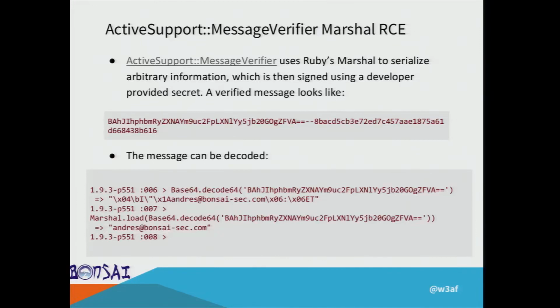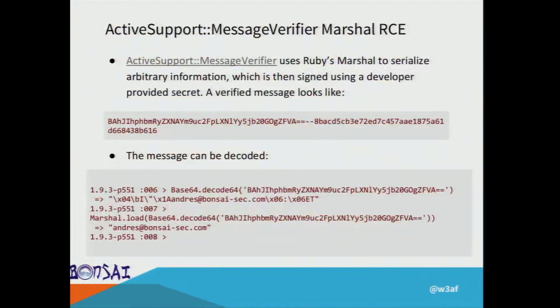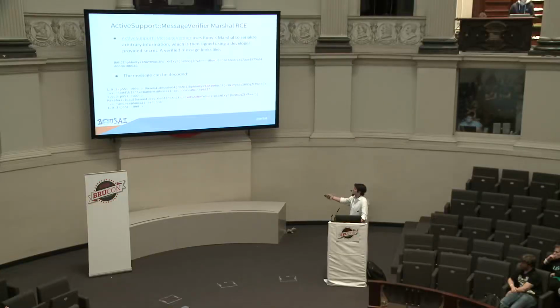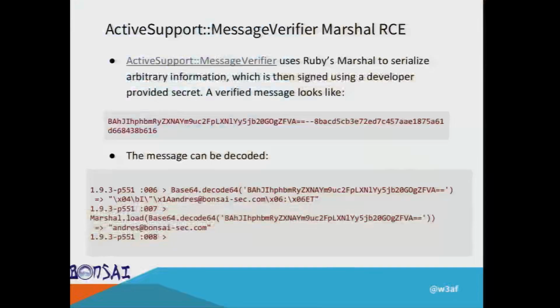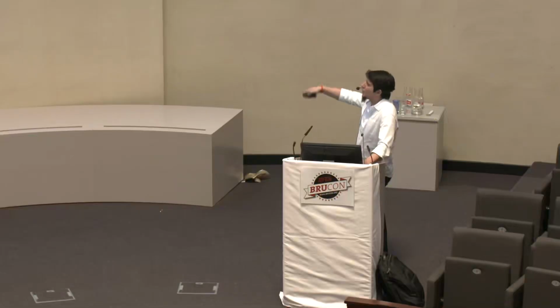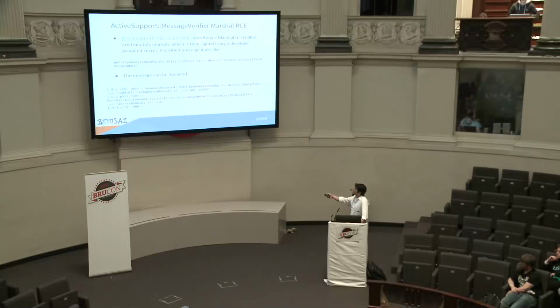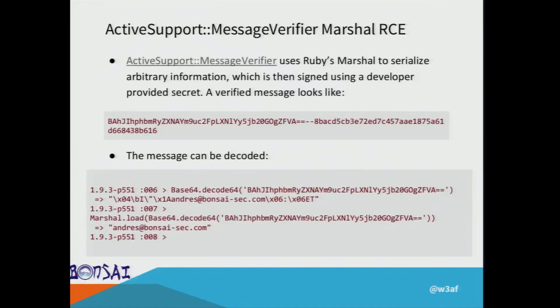Once you sign a message, the result looks like this. The result is the base64 encoded version of the message, then dash, dash, and the signature. And the messages can be decoded. It's not encrypted, it's just signed and base64 encoded, so you can take the message, and it has some things there which indicate that it's not a simple string that's encoded there, it's actually marshaled and unmarshaled.